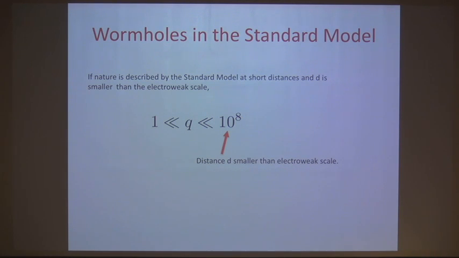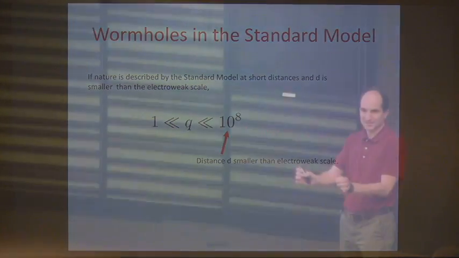So as I said, this could be a solution that could exist in the standard model. The standard model is the correct description of nature at very short distances. And then we have a range of Qs, which ranges up to 10 to the 8. This range of Q comes from demanding that the distance at which we put the black holes should be less than the electroweak scale, so that we can treat all fermions as being massless.